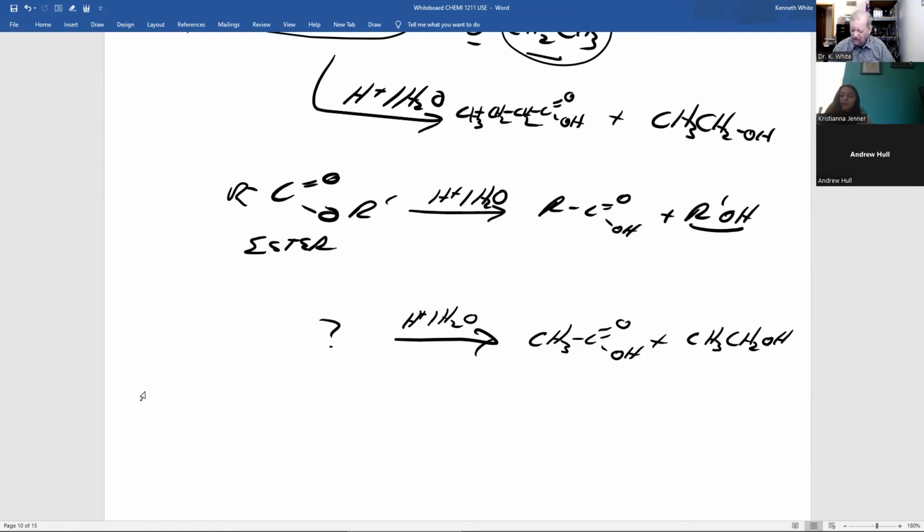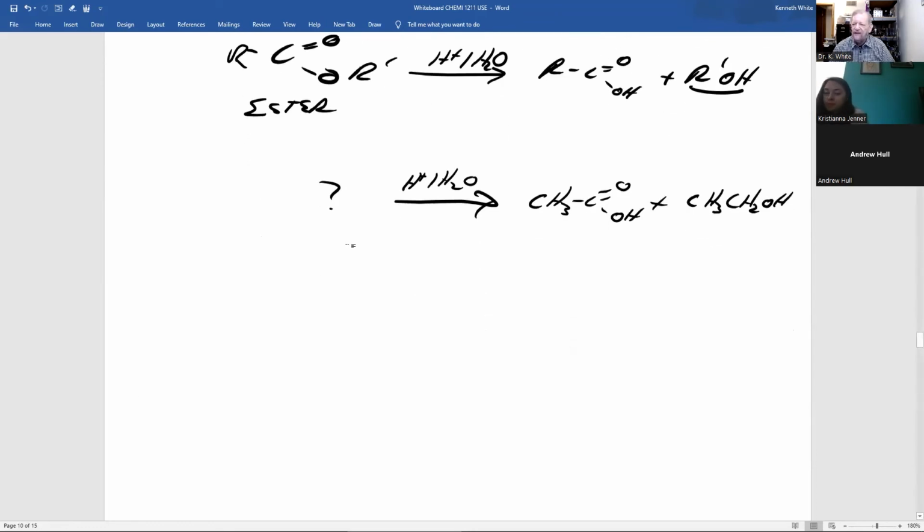Everybody's done, so it's my turn. And how do you do this? You say, what's different here? Carbonyl, hydroxy group, carbon, a carboxylic acid. What's different here? Carbon, carbon, hydroxy group, and alcohol.